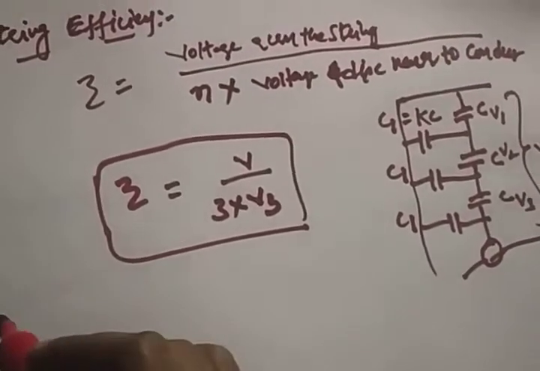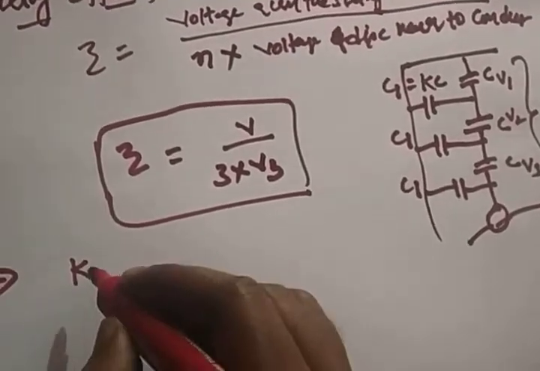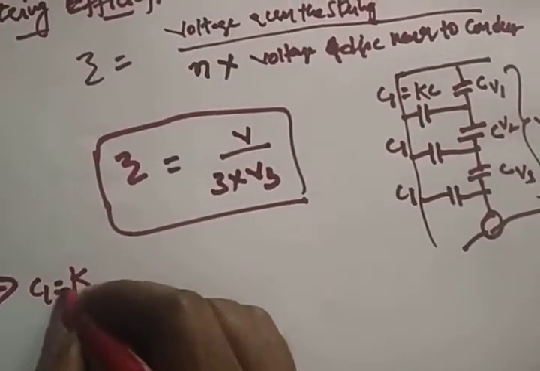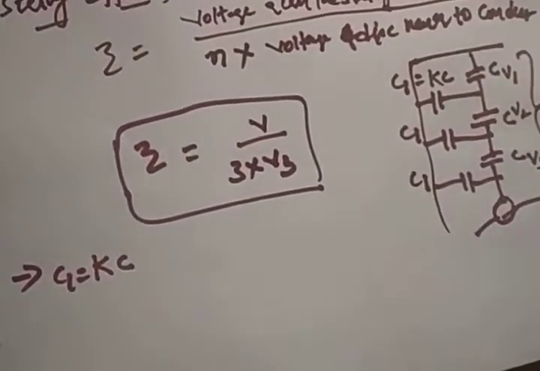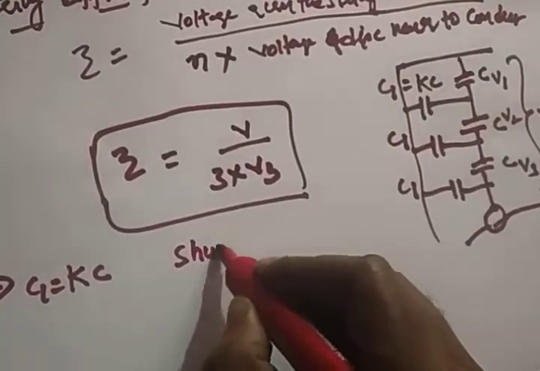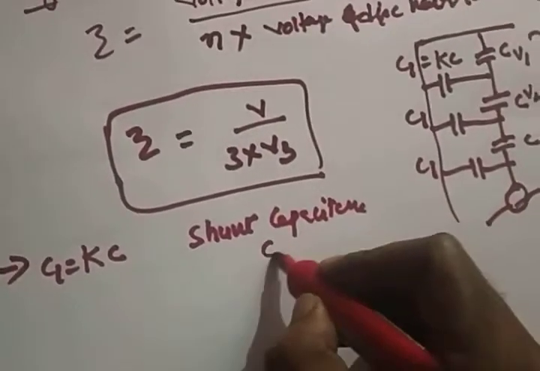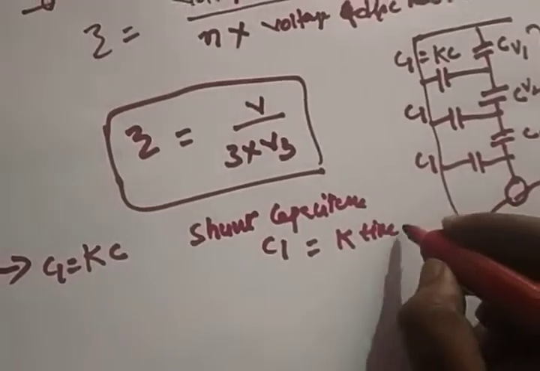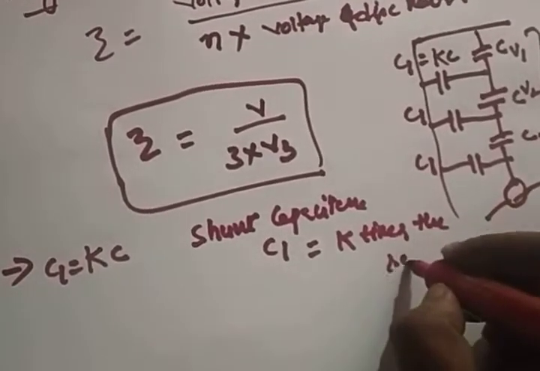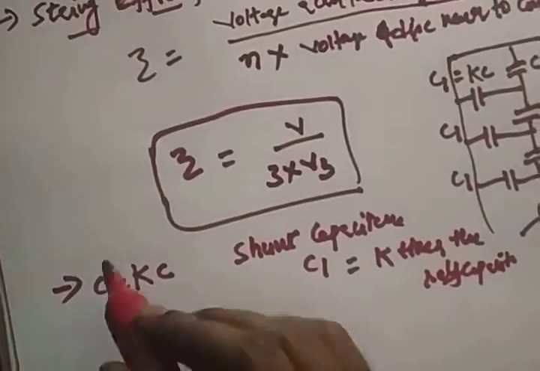So I'll write down the assumptions. First assumption: C1 is equal to K times the self capacitance. So we are assuming that the shunt capacitance is some constant K times the self capacitance. Right, that is the first assumption.